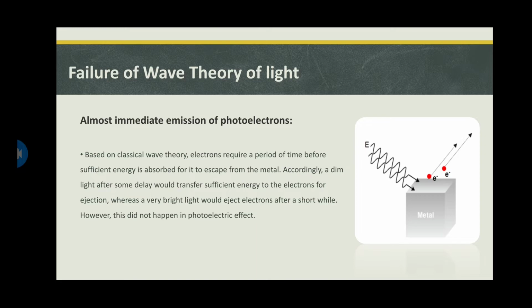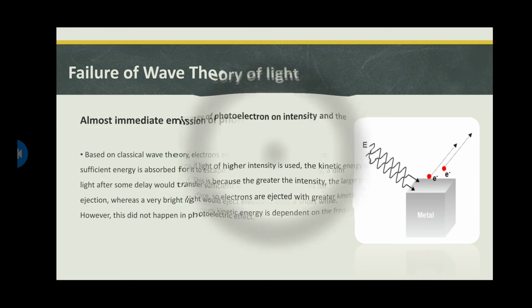Based on the classical wave theory, electrons require a period of time before sufficient energy is absorbed for them to escape from the metal. Accordingly, a dim light after some delay would transfer sufficient energy to the electrons for ejection, whereas a very bright light would eject electrons after a short while. However, this did not agree with the wave theory in the photoelectric effect.